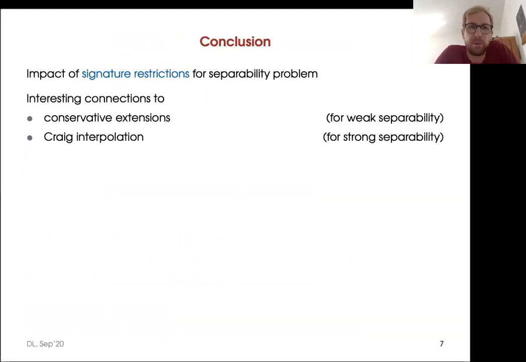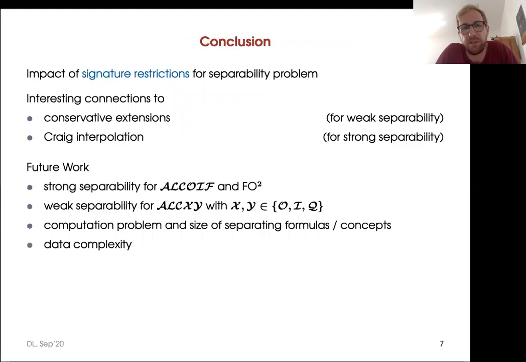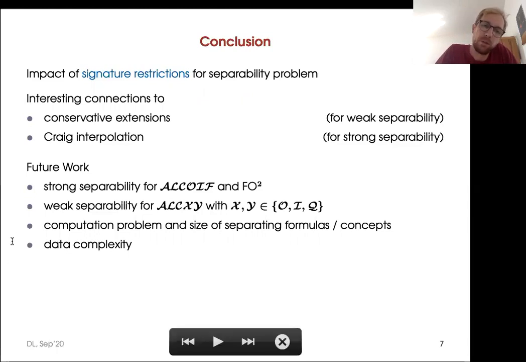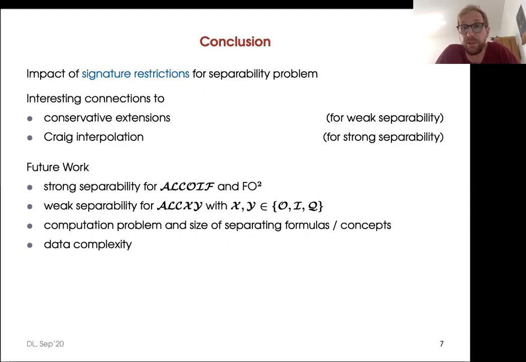So let me wrap up. We have studied the impact of an additional signature restriction on the separability problem. And what I find quite remarkable are those connections that we established, namely to conservative extensions for weak separability and to Craig interpolation for strong separability. And yeah, as future work, we would like to look at other logics that we haven't been looking at so far. And also we want to look at the computation problem and the size of separating formulas, because in the end you are interested in actually getting those separating formulas.